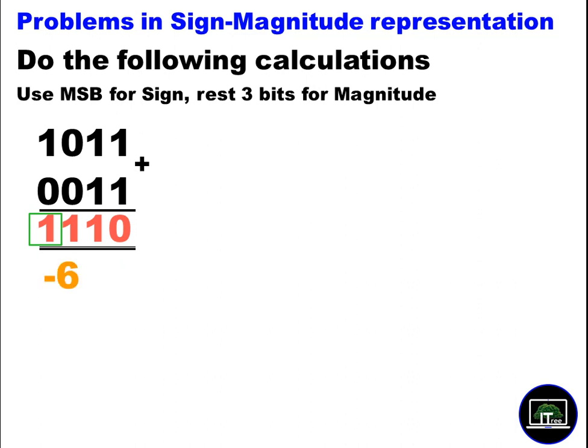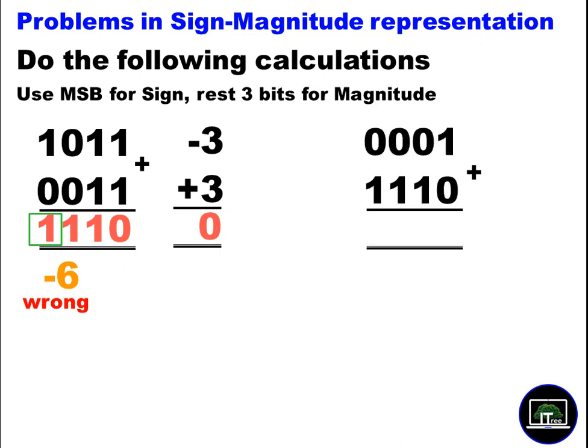But look at these numbers, the real numbers. 1011 means minus 3, 0011 means plus 3. So when we add minus 3 to plus 3, what is the answer? 0. What does that mean? The binary calculation is wrong. Look at now this one. We can add together. This is the answer. We get this one in decimal. It's a 1 plus minus 6.